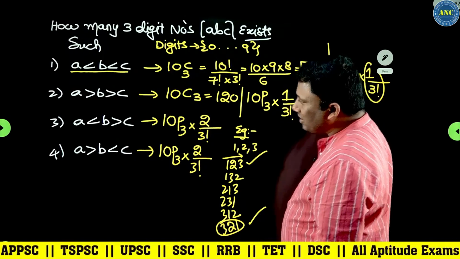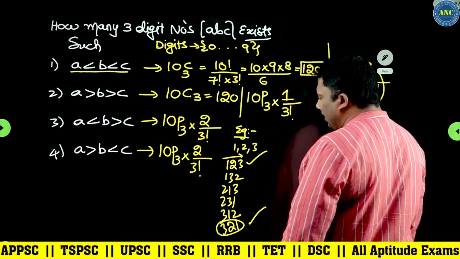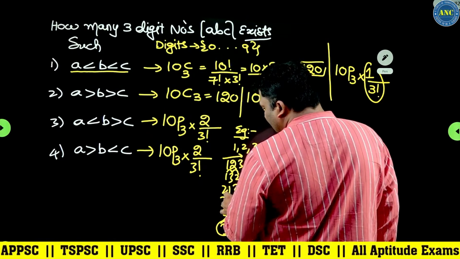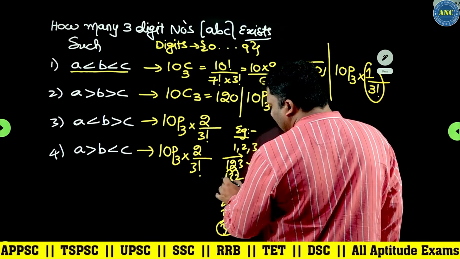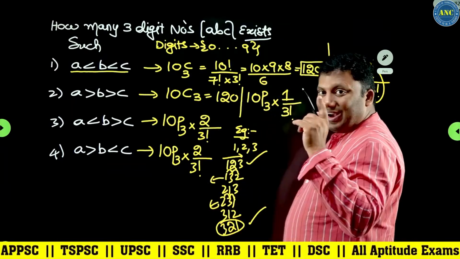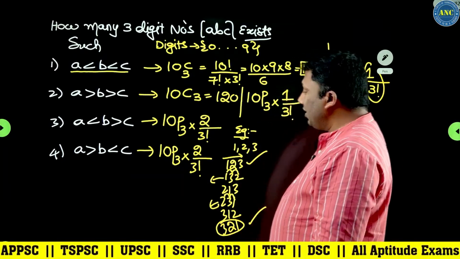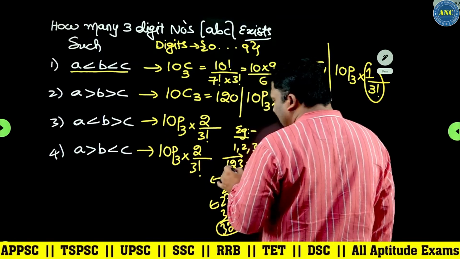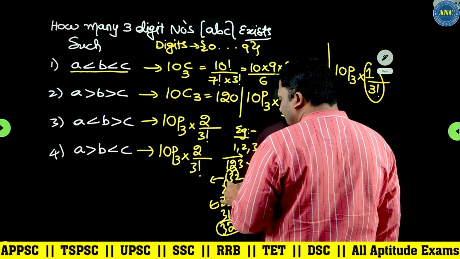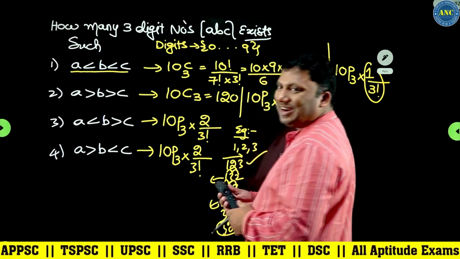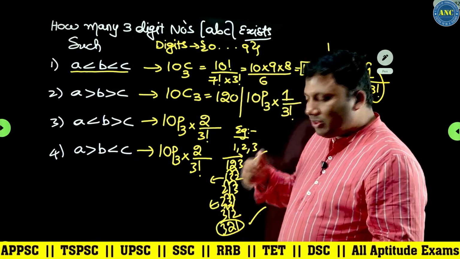A less than B greater than C. A less than B, B greater than C. How many cases are there? Out of 6, 2 cases. Similarly, A greater than B less than C: 2 greater than 1, 1 less than 3; 3 greater than 1, 1 less than 2. Are you all with me?